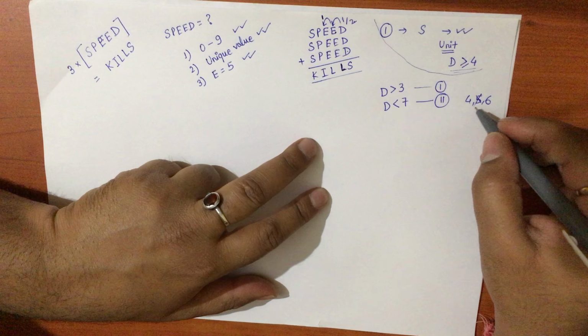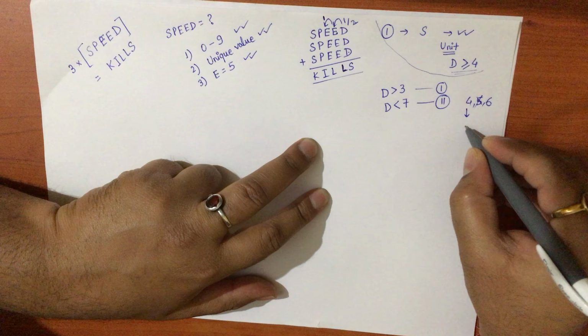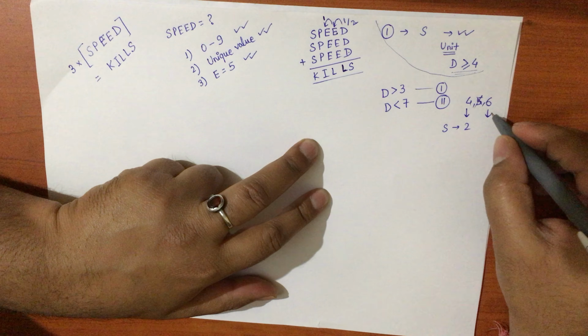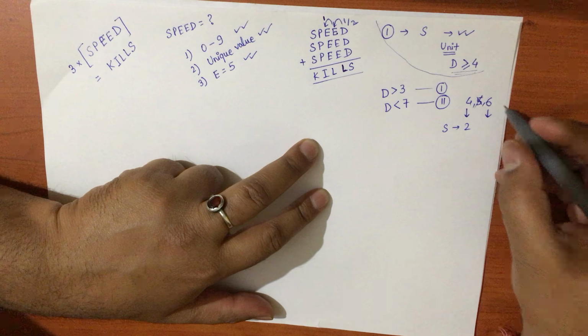So if D is 4, S will be 2, and if D is 6, then S will be 8.